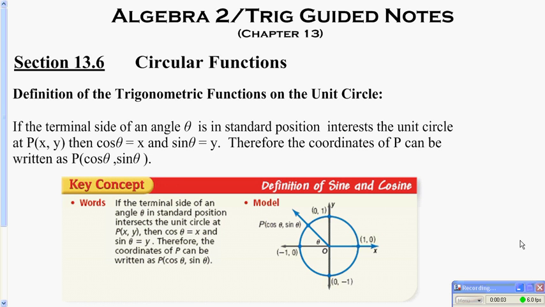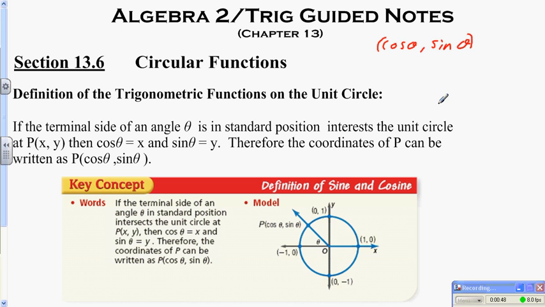Lesson 13.6, Circular Functions. We've been talking about the unit circle, and now we're going to talk about a different type of question, but still referring to the unit circle. We talked about how every coordinate on the unit circle is an ordered pair that has an x and a y, and the x and the y refer to cosine and sine.